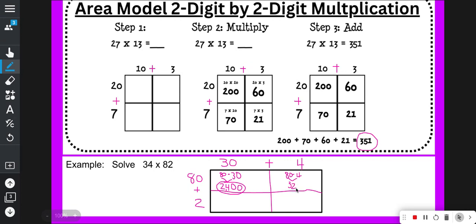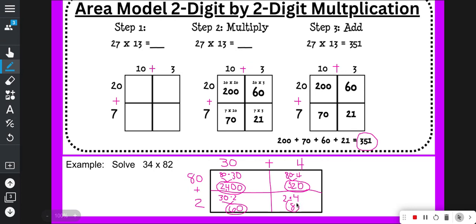And we had 10 in 80. So we have 320. My next one's going to be 30 times 2, which is 3 times 2 is 6. And we had 10 in 30, so 60. And my last one is 2 times 4, which is 8.